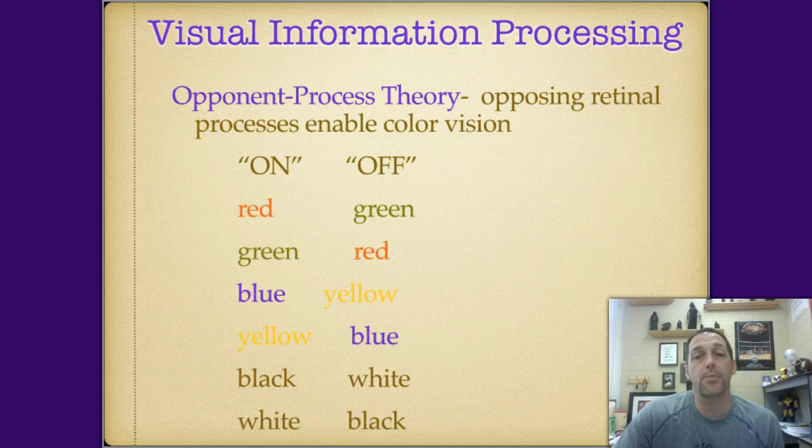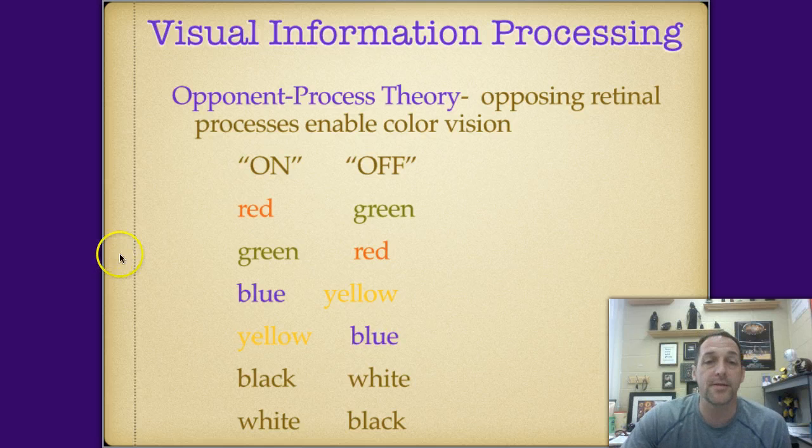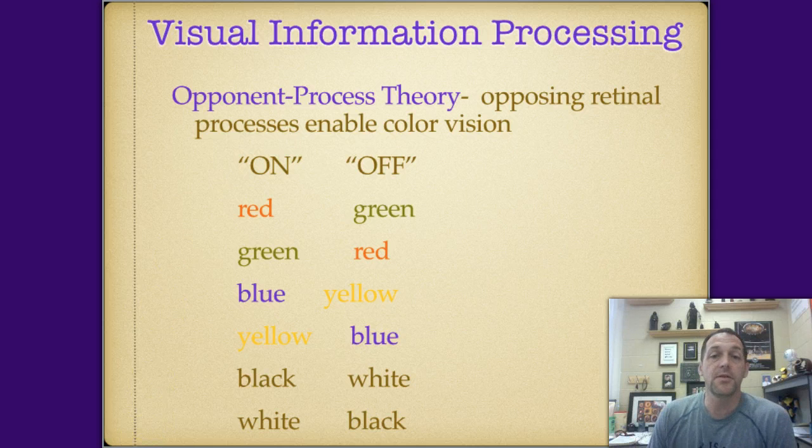Now we have the opponent process theory. Opposing retinal processes enable color vision. What this is simply trying to get you to understand is that we have some receptor sites in our eyes, again the cones, that are wired to detect, when they detect red, green is off. And when they detect green, red is off. And with blue and yellow and so on and so forth, that's why they're called opponent colors.